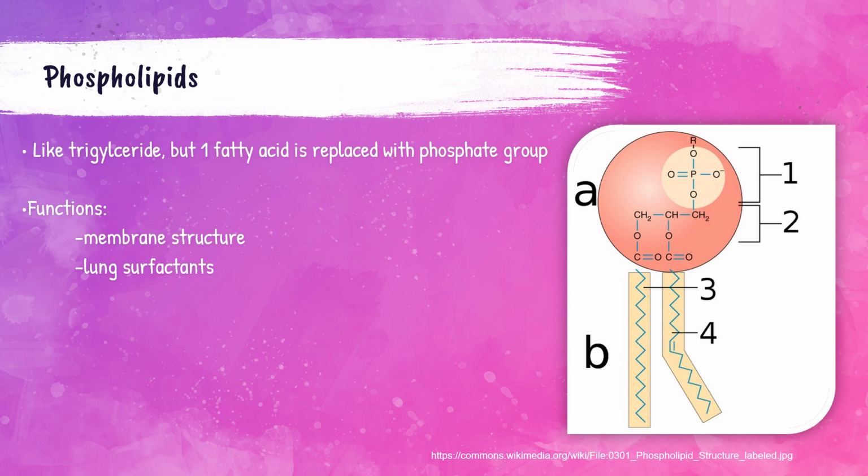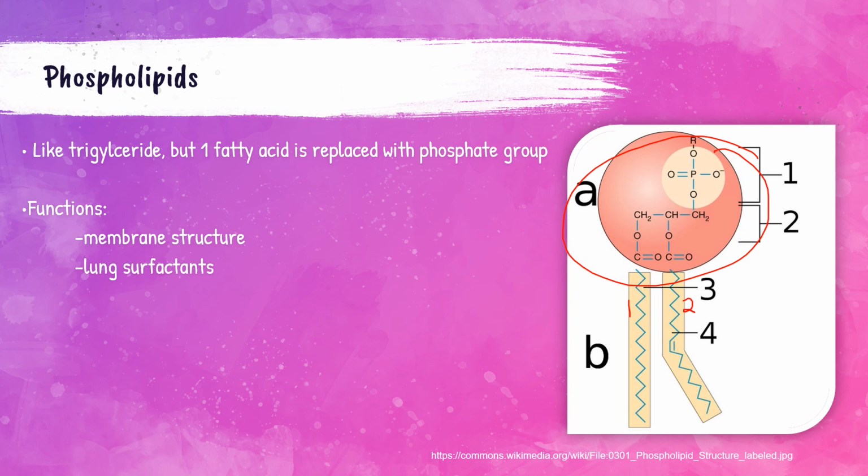The next lipid we're going to be discussing are phospholipids. So these are very similar in structure to triglycerides. So the main difference is that instead of three fatty acids like in triglycerides, phospholipids have two fatty acids and a phosphate group. So if you see here, here's the phosphate group, and then this is fatty acid 1 and fatty acid 2.